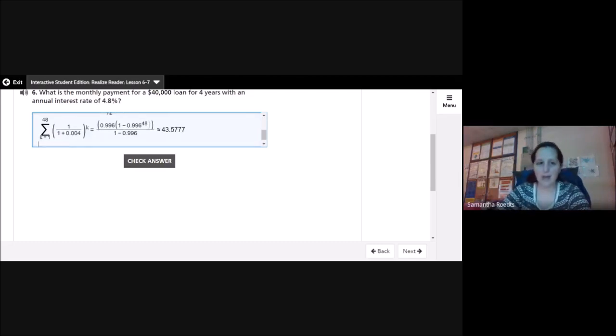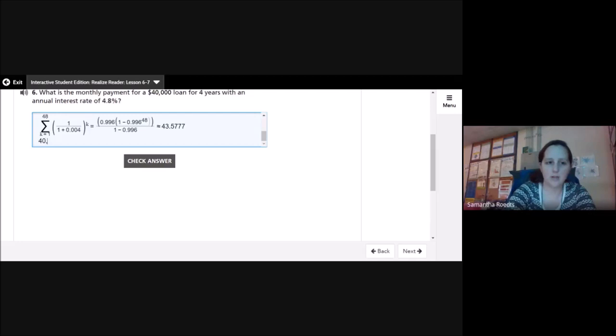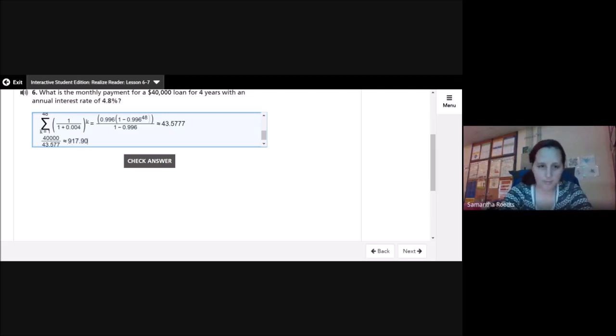Right, now I'm going to put that back into my original formula. My P is again 40,000, so I'm going to take 40,000 divided by 43.577. That gives me approximately 917.90, or approximately $918.